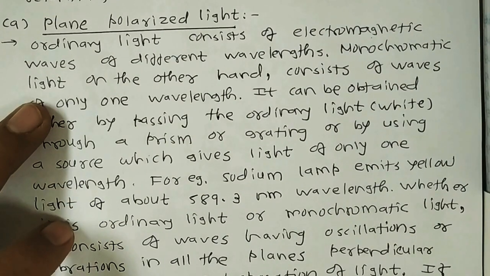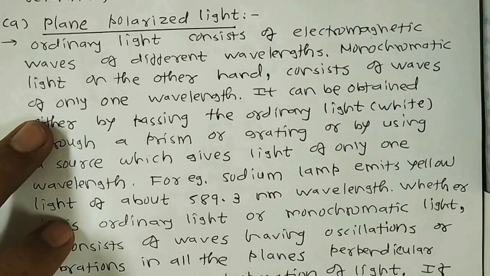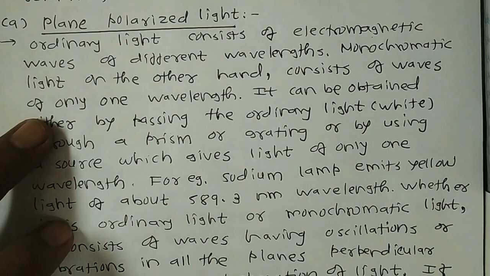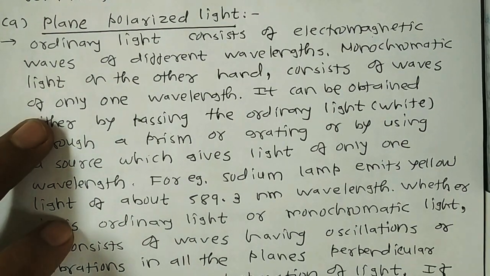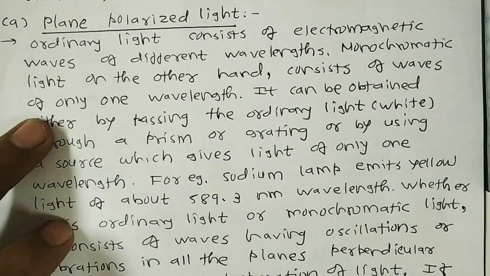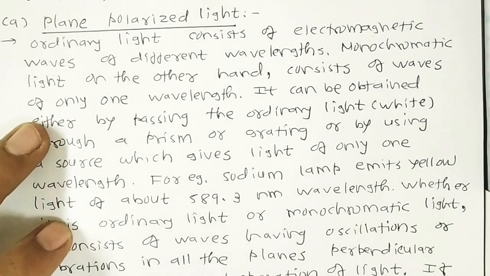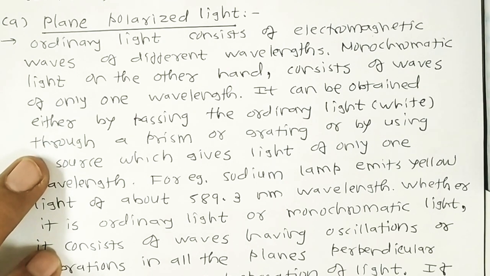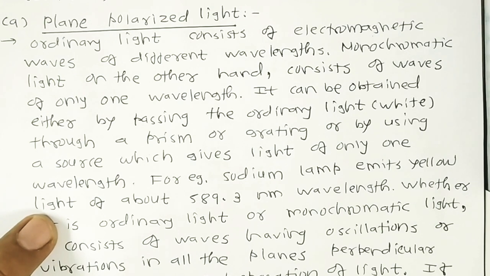Monochromatic light, on the other hand, consists of waves of only one wavelength. It can be obtained either by passing ordinary white light through a prism, or gratings are also used, or by using a source which gives light of only one wavelength. For example, a sodium lamp emits yellow light of about 589 nanometer wavelength. Whether it is ordinary light or monochromatic light, it consists of waves having oscillations or vibrations in all the planes.